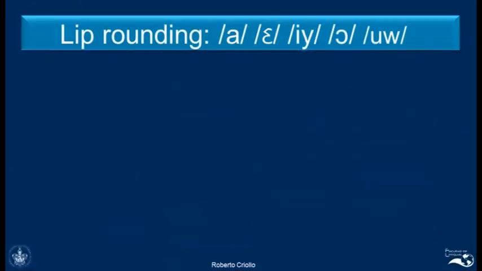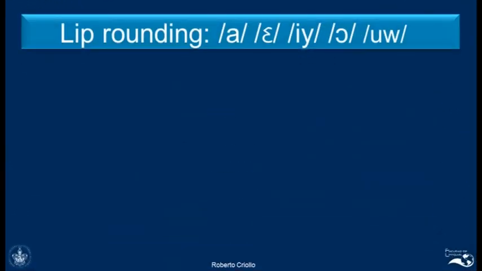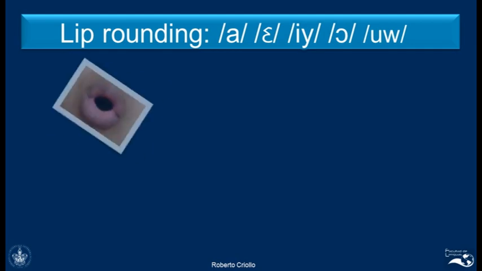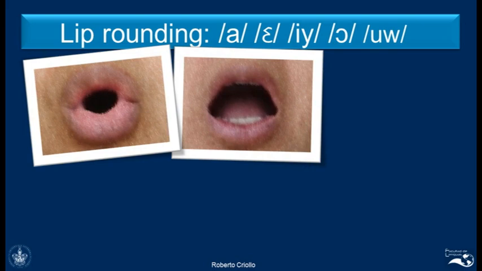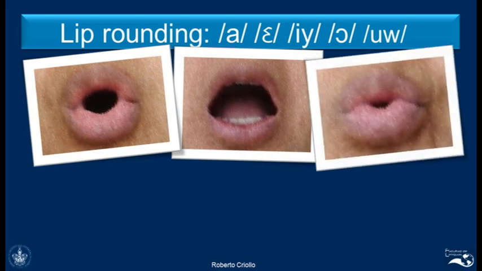Now let's look at 5 basic positions of our lips to pronounce these vowel sounds: a, e, i, o, u. These are similar to the ones in Spanish, but they are not exactly the same. So the first position, lips rounded. Second position, mouth wide open. Third position, lips rounded and pursed.